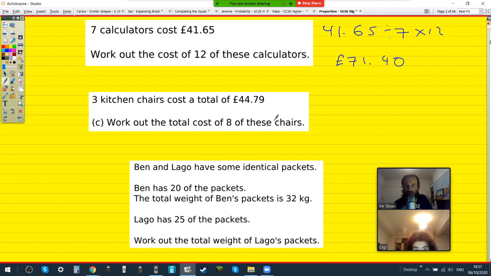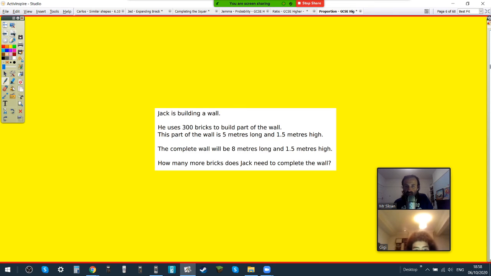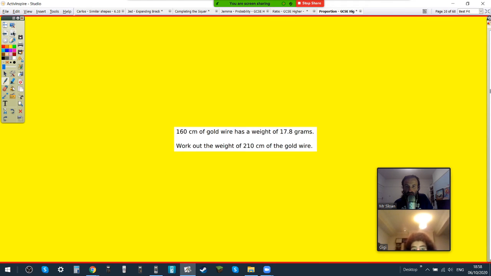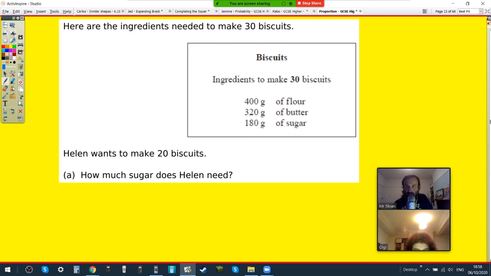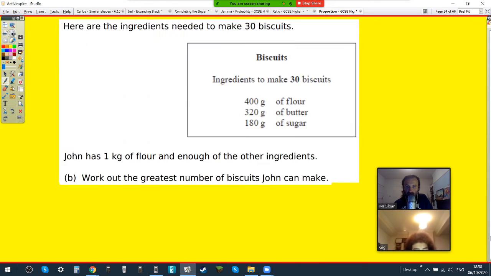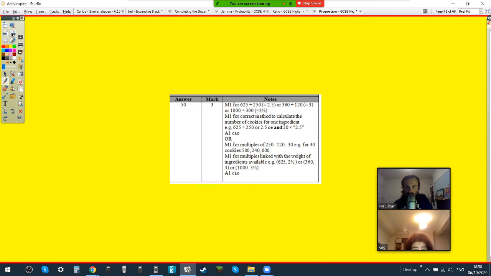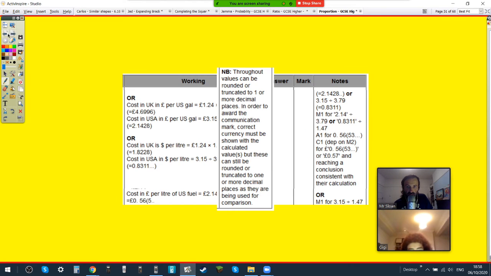Tell you what, just what's the working out for the second one? We will divide 44.79 by 3 and then times the answer by 8. Grand. They dressed them up a bit. Oh, there we go.